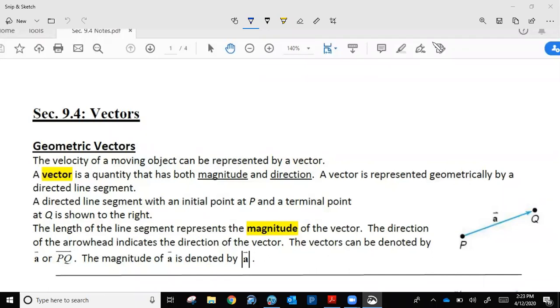Going to start up our new unit on vectors. The note sheet I'm looking at you can find in your day 13, April 13 folder here in Schoology. I also have a keyed in version of this note sheet in that folder.